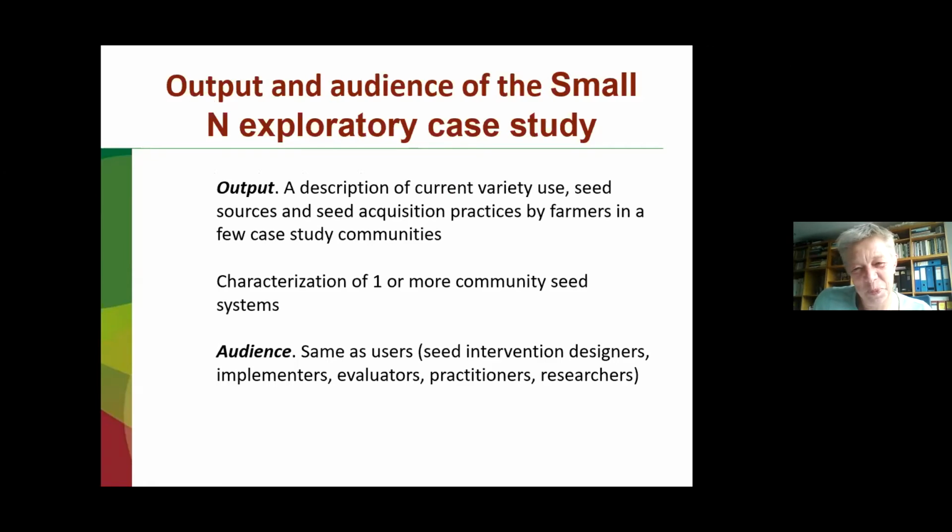Output and audience. The output is the characterization of these 1 or 2 community seed systems that you have studied, which then gives you a description of the current use of varieties, seed sources and seed acquisitions by the farmers in those communities. The audience, the same as the users, so that's you and your team who are working with the farmers and their seed systems. But it may also include people who take more strategic decisions, those who oversee programs and budgets. And in that case, you will have to translate your findings into readable and understandable reports.